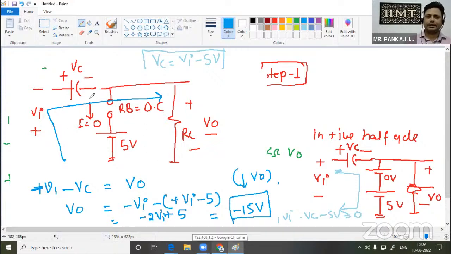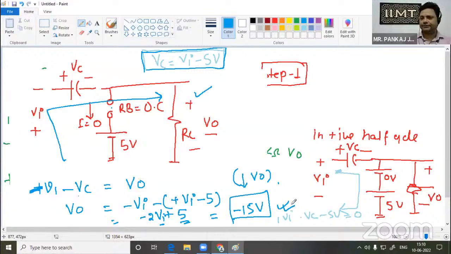Again I am repeating, in the negative half cycle this diode will be in reverse bias condition, that is, current ID becomes 0. So we will write KVL starting from the input terminal to the output terminal. So I have written here minus Vi minus VC equals V output, that is, V output equals minus Vi, and I am keeping the value of VC what we obtained in the positive half cycle, that is Vi minus 5. So it will become minus 2Vi plus 5, and the magnitude of Vi is 10 volt. So minus 20 plus 5, it will become minus 15 volt. I'm hoping that it is clear to all of you.